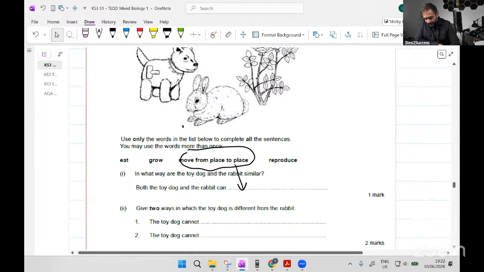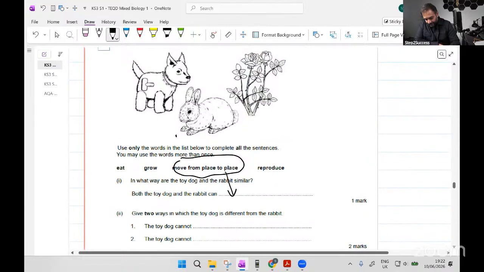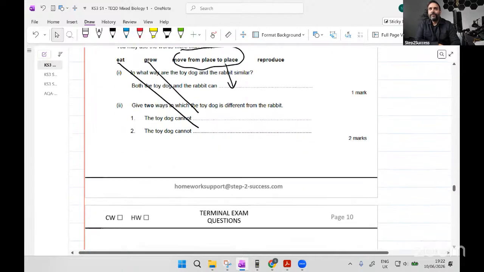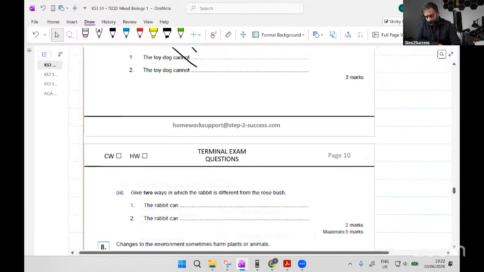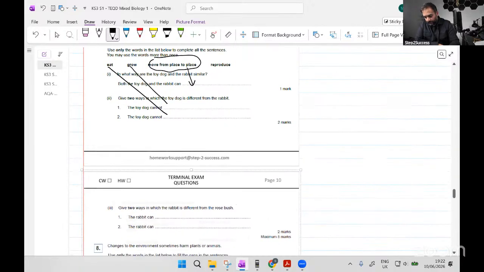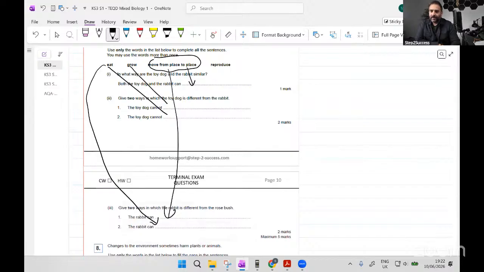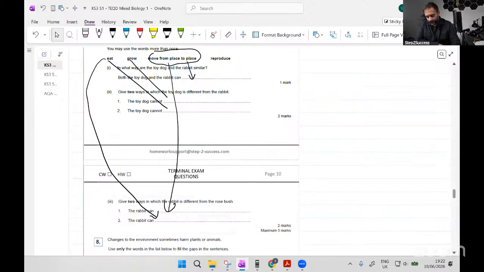Two ways in which the toy dog is different. It cannot grow and it cannot eat. So I think those two go there. Two ways in which the rabbit is different from the rose bush. The rabbit can move from place to place, but the bush can't. And the rabbit can eat, but the bush can't. The plant can't eat in the same way.